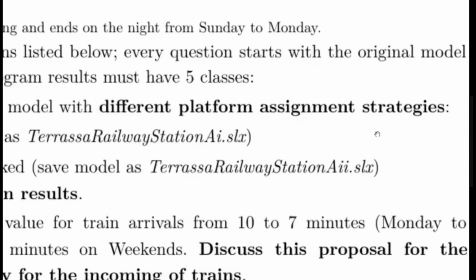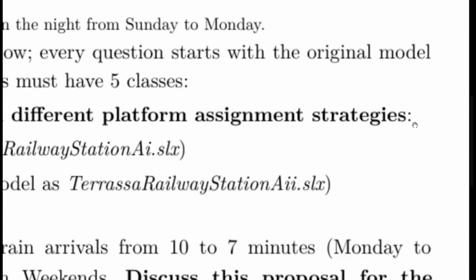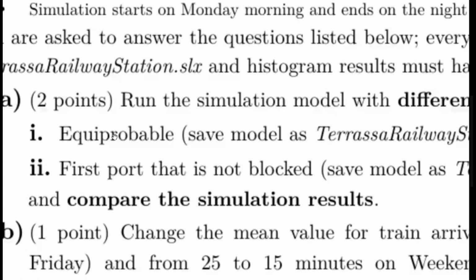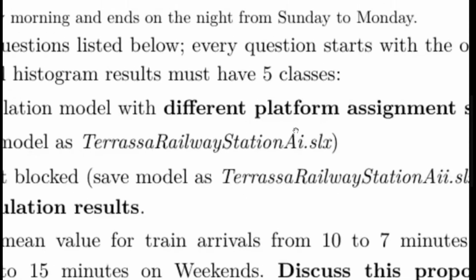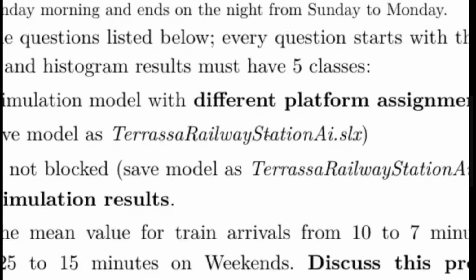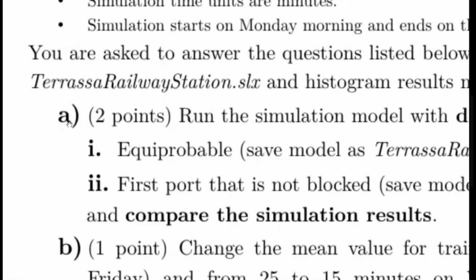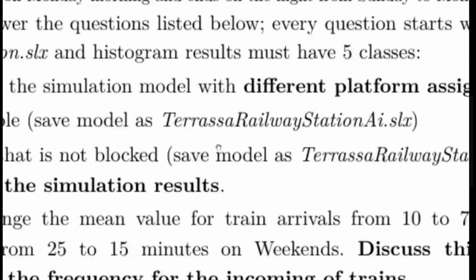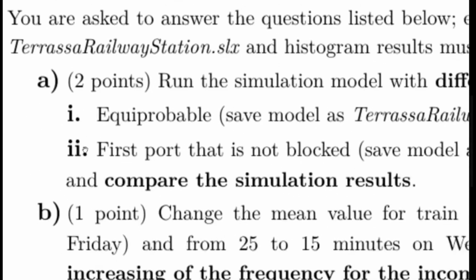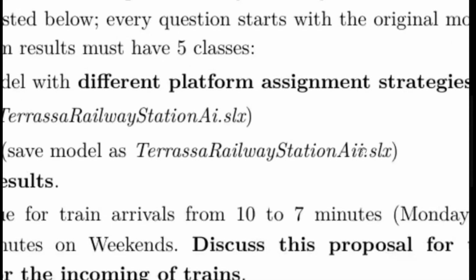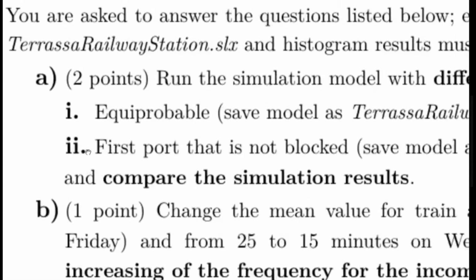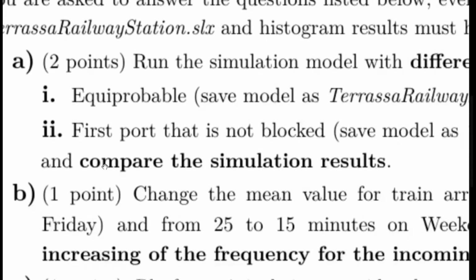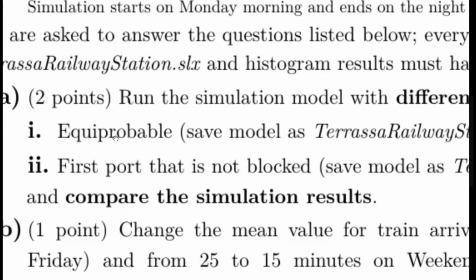So, first of all, 2 points. Run the simulation model with different platform assignment strategies. Equiprobable, and save the model as this, Terrassa railway station A, because here we have an A, and I, because here we have an I, right? And then the second question will be with A double I, because here we have A and double I, right? So first of all, equiprobable.